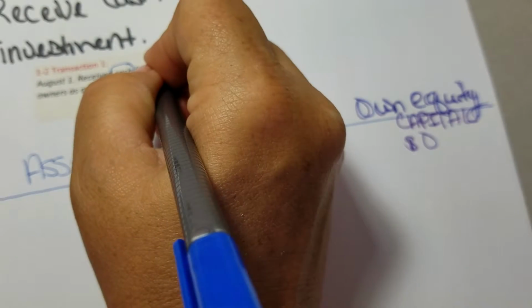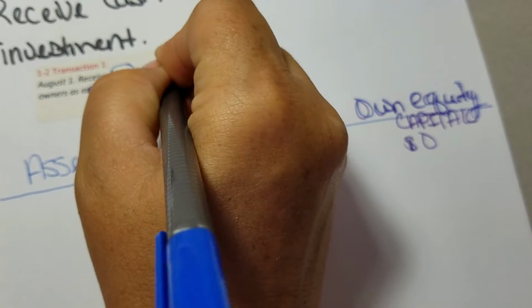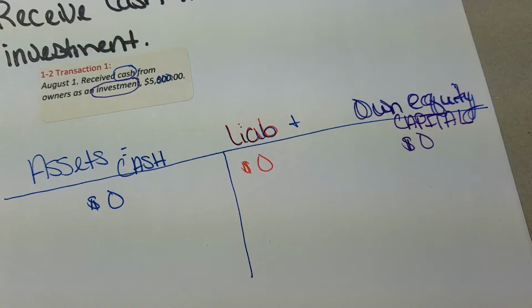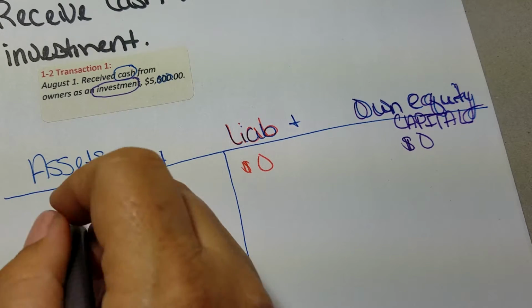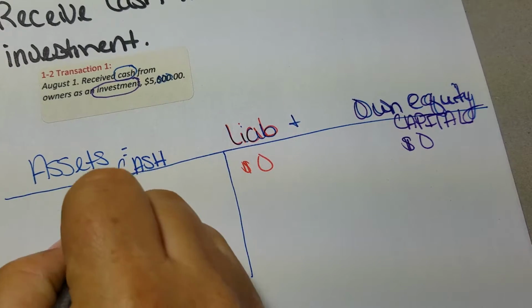Sorry, it looks like I have a typo up here. That is $5,000. So go ahead and correct that on your paper. And so we're going to record that under cash because she gave us $5,000.